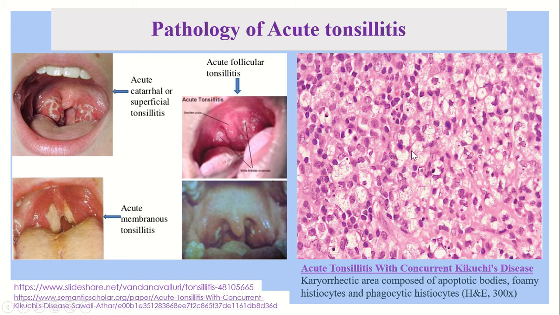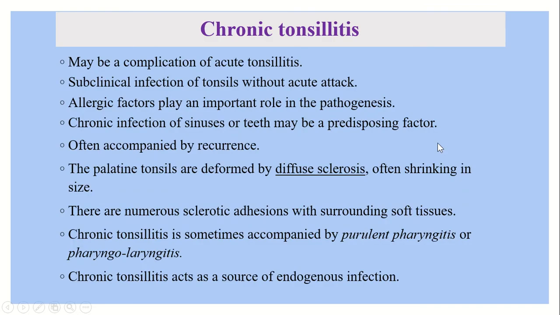The histology of acute tonsillitis, as we said: we can find here apoptotic bodies, then foamy histiocytes, abundant foamy histiocytes, and phagocytic histiocytes in acute tonsillitis.